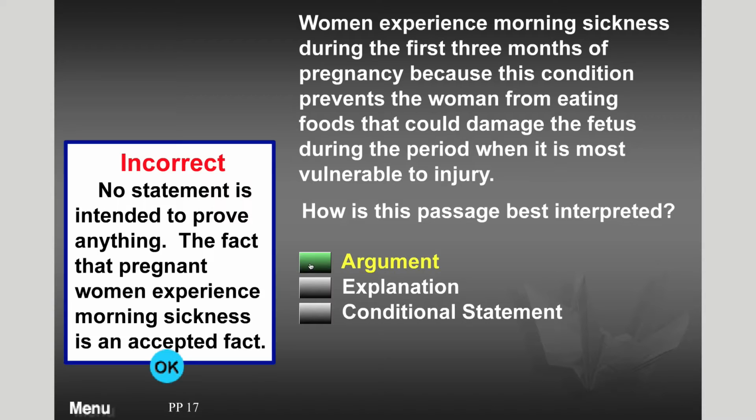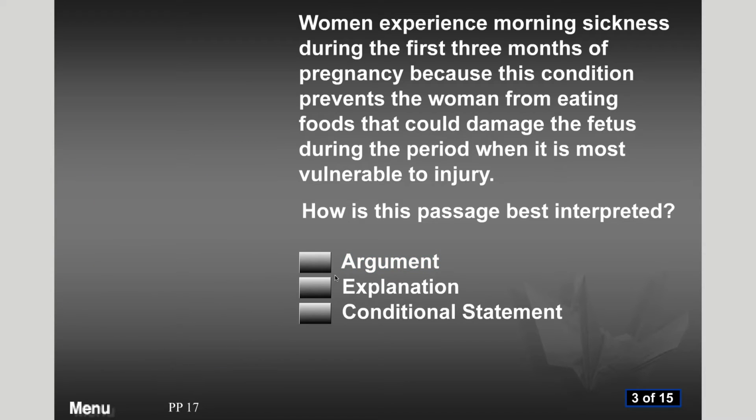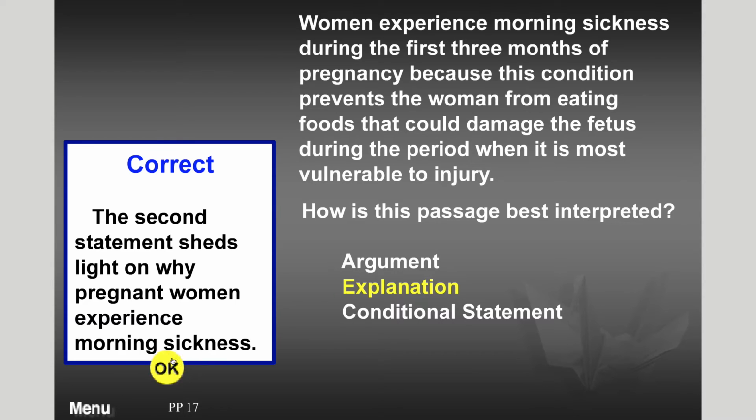Is it an argument? Well, let's see. Is there anything attempting to be proved? Right? Is this something we generally accept? Women experience morning sickness during the first 3 months of pregnancy. Now there too, like in an argument, I might go, why? But this is different. These premises do not lead to this conclusion, right? No statement is intended to prove anything. The fact that pregnant women experience morning sickness is an accepted fact. An unfortunate fact, but an accepted one, and therefore it's an explanation. Okay? The second statement sheds light on why pregnant women experience morning sickness.